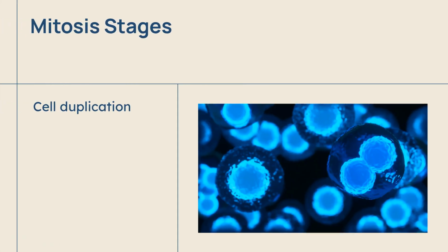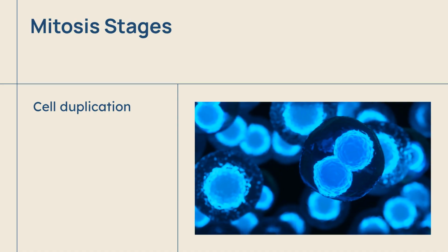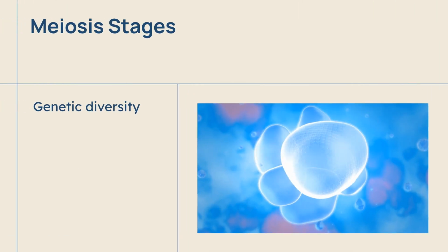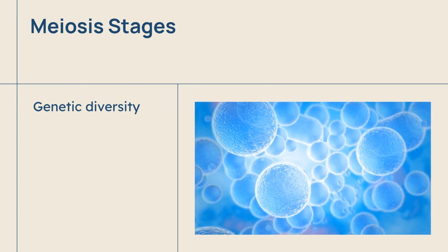We'll briefly discuss mitosis and meiosis. Mitosis involves a single cell dividing into two identical daughter cells, crucial for growth and repair, occurring in distinct stages. Meiosis, on the other hand, is a specialized division that produces four unique cells, essential for sexual reproduction and genetic diversity.